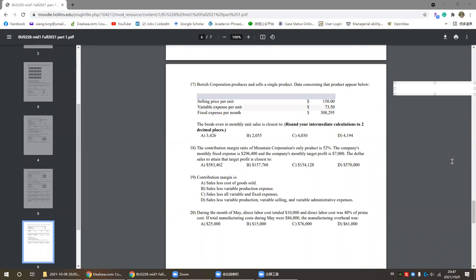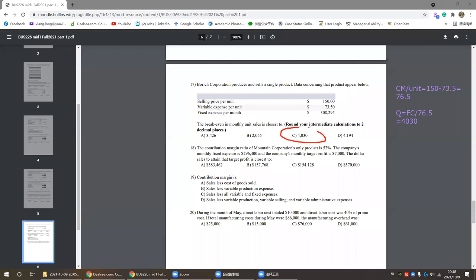First, we need to calculate what will be the contribution margin per unit. It will be equal to 150 minus 33.5. So what we have is equal to 76.5. Okay, so our break even in quantity will be equal to our fixed cost divided by our contribution margin per unit is 6.5. Our fixed cost was already given to you: 308,295 divided by 6.75. So what we got, the answer will be equal to 4030. Answer will be C.